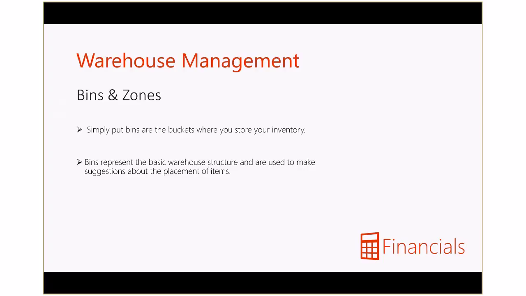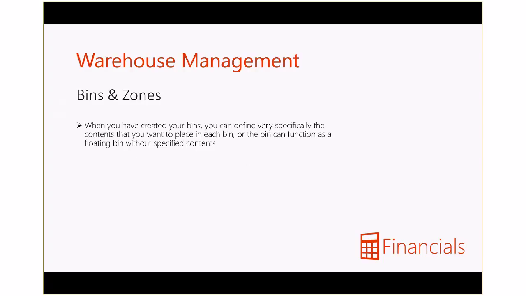This represents the basic structure of your warehouse, and it's used to give a suggestion for the placement of those items. Now, when you create your bins within the system, within Financials for Office 365, you can define very specifically the contents that you want to place in each bin. And you also have the functionality to have it as a floating bin without any specified contents.